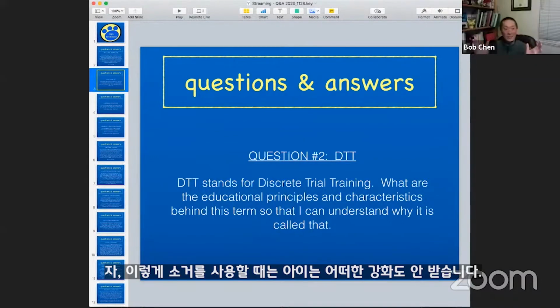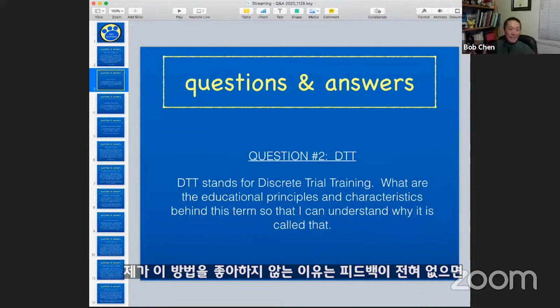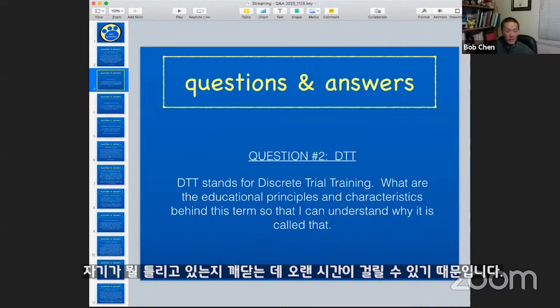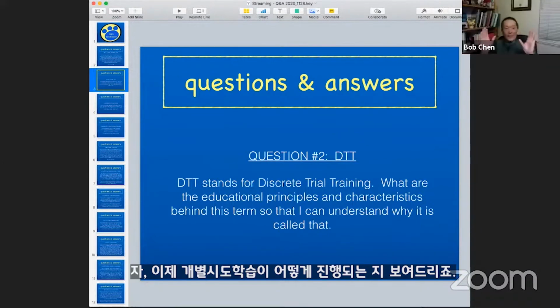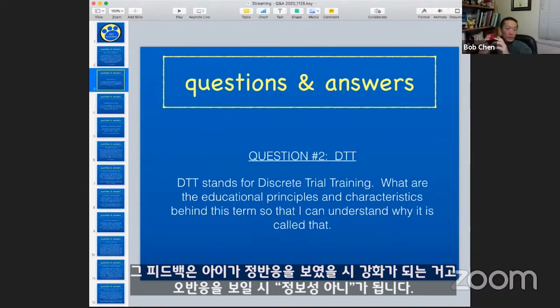The idea with extinction is that the response doesn't get any reinforcement, and as a byproduct of not getting reinforced over the long term, the child will stop engaging in the wrong behavior. The reason I don't like that method is because it might take a long time for somebody to realize they were doing something wrong when they get zero feedback on it. So that's what a discrete trial looks like. There's an instruction, there's a response by the child, and then there's feedback on that response. That feedback for us is reinforcement when they're doing something right, and the informational no when they do it wrong.